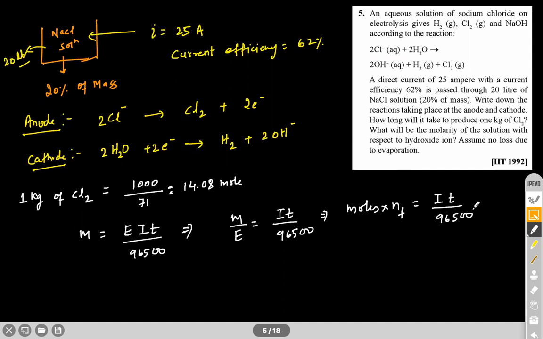We need to find the time, right? Because it is how long it will take to produce 1 kg of Cl2. So T is equal to: number of moles we have already, 14.08, n factor of this is 2, into 96500, divided by I. I value is 25, but the effective current is what? 25 and 62% of that, because it is 62% efficient.